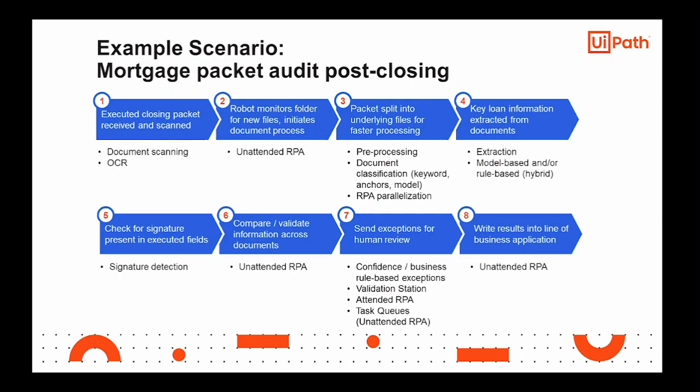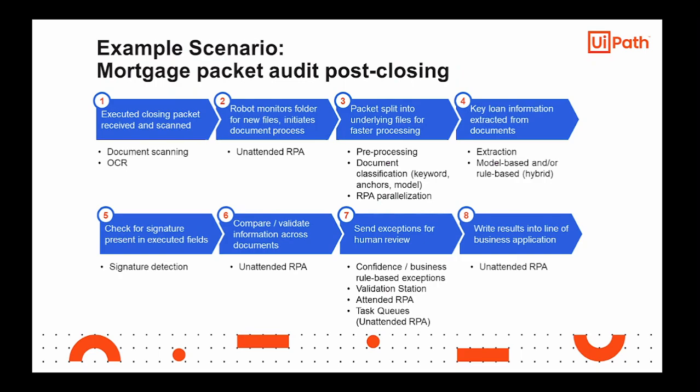Next, key information is extracted from the document. Here you can choose the extractor which would be the most accurate for your specific document pack, either model-based or rule-based approaches, or combine them into a hybrid approach. As a next step, our intelligent form extractor can check if the signature is present on the document. Then unattended robots would compare and validate information across documents.